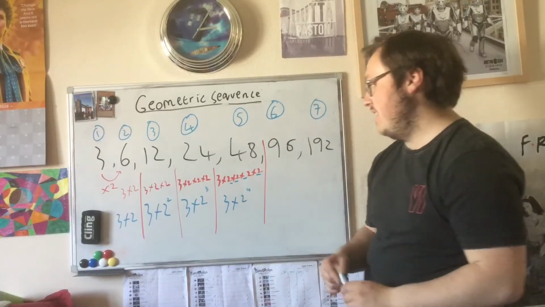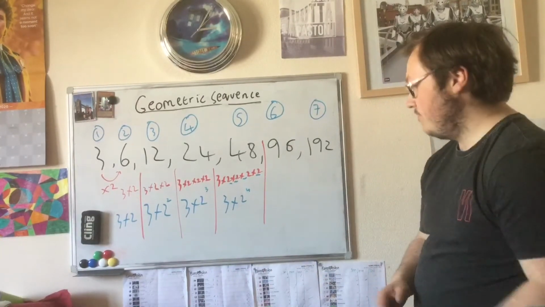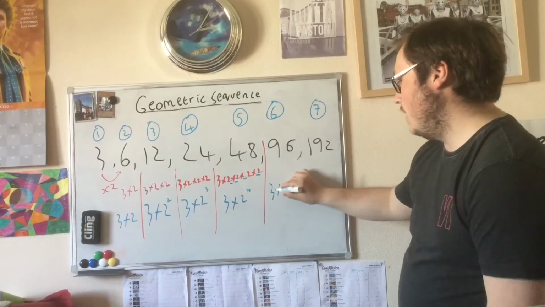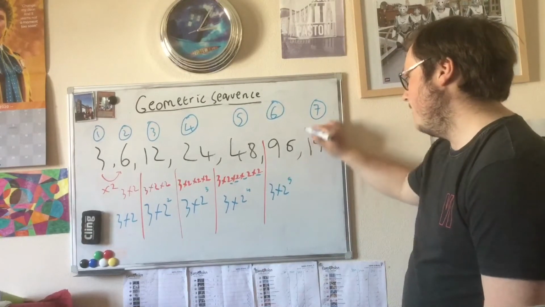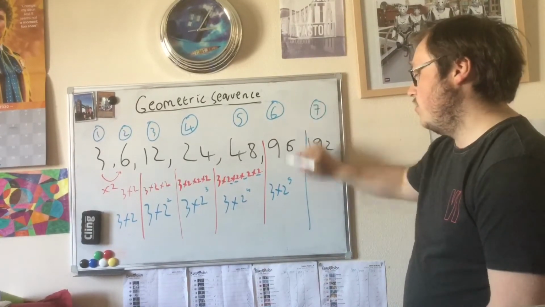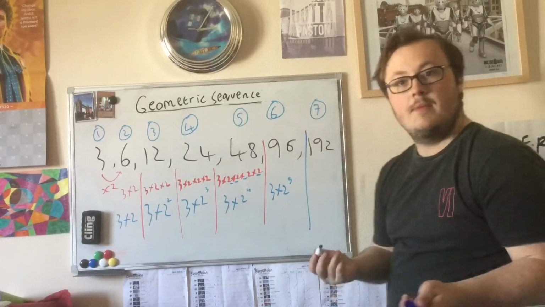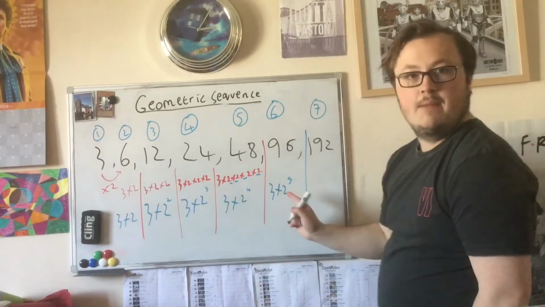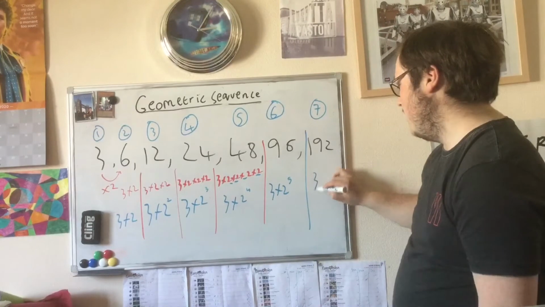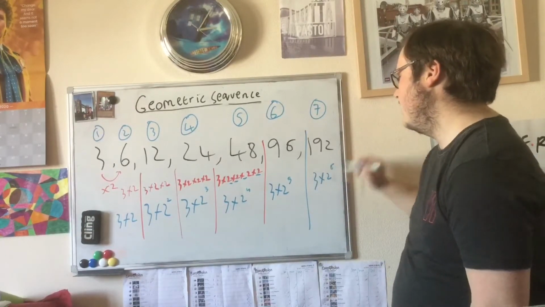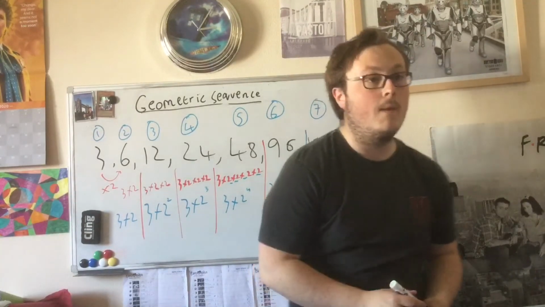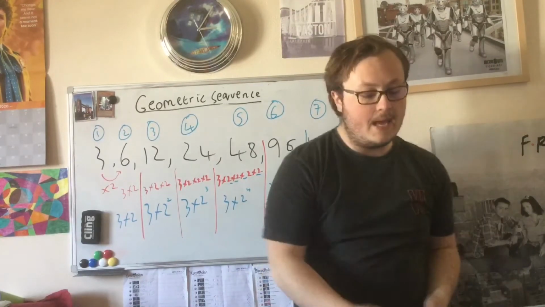So, for the next one, it would be 3 times 2 to the power of 5, because we're taking away 1 from our term in the sequence, and it's the same all along. And this one would be 3 times 2 to the power of 6, because it's the 7th term and we're taking away 1. So how would we write the nth term?